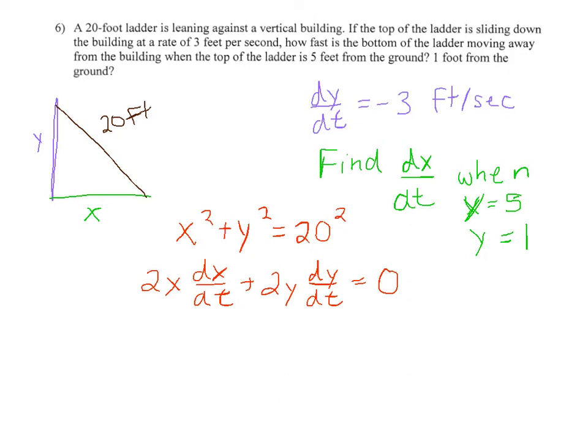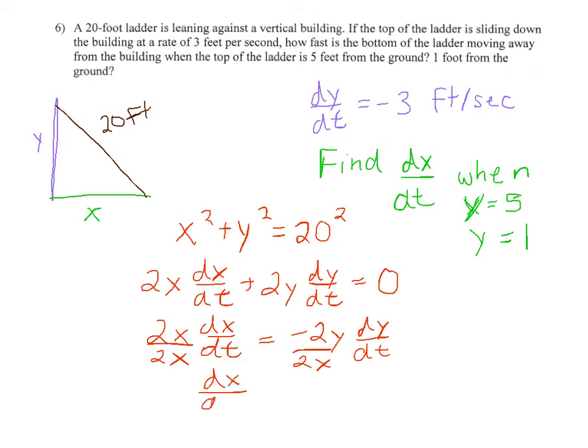And since we want to solve for dx/dt, I'm going to isolate that variable. So 2x dx/dt equals -2y dy/dt, and we'll divide by 2x. So dx/dt equals -y over x dy/dt. And since we know that dy/dt equals -3, we know that dx/dt equals positive 3y over x.